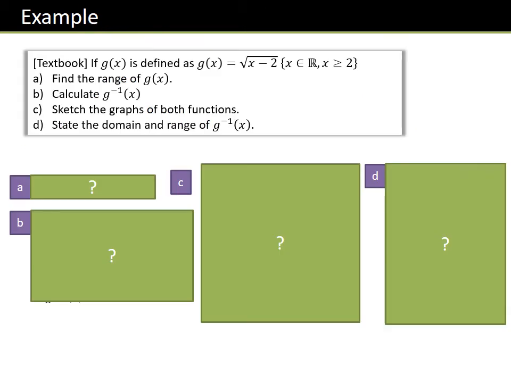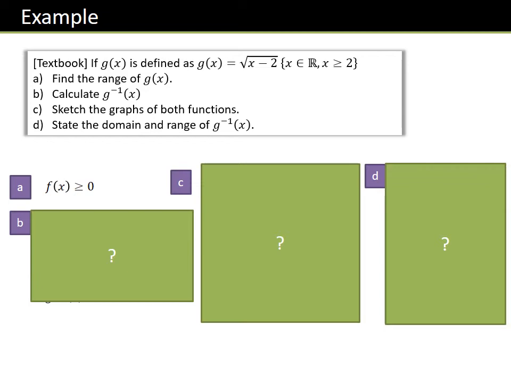This comes from the textbook. If g of x is defined as g of x equals the square root of x minus 2, where x is a real number and it's bigger or equal to 2, it can't be less than 2 because that would make this a square root of a negative number. And as x is in the real set of numbers and there's no complex, we've immediately got rid of that potential. So the range, thinking about that, is going to be f of x is greater or equal to 0, because when you put 2 in there, you're going to get the square root of 0, and the square root of 0 is 0.